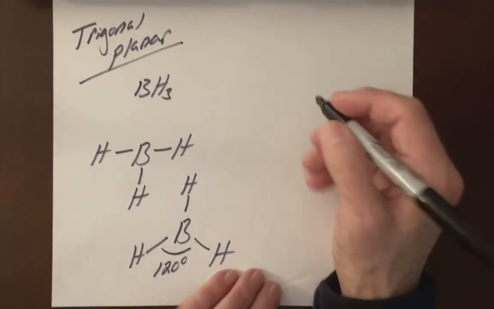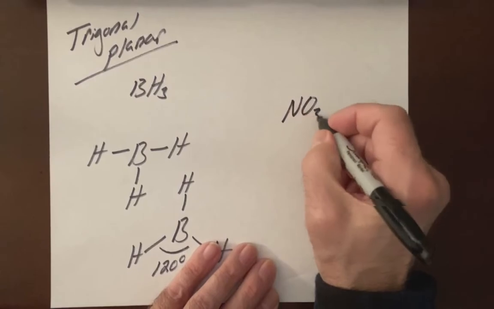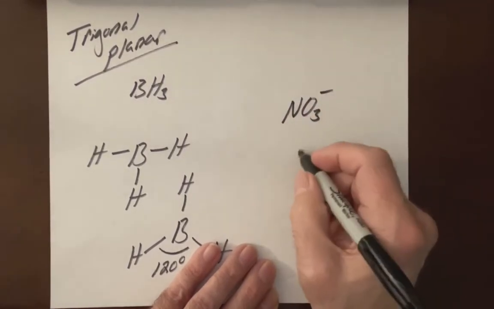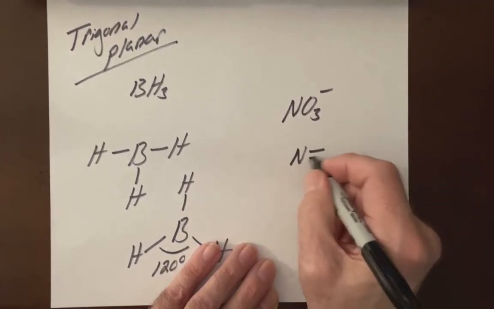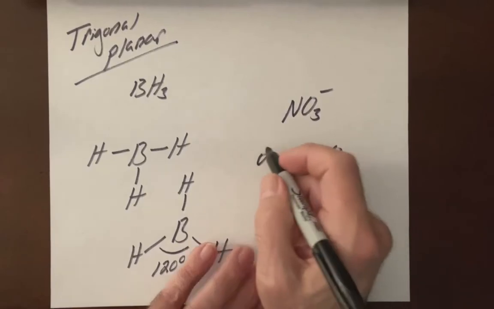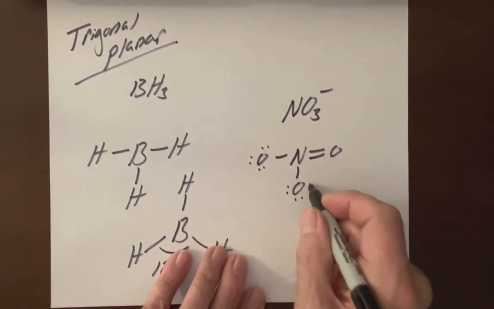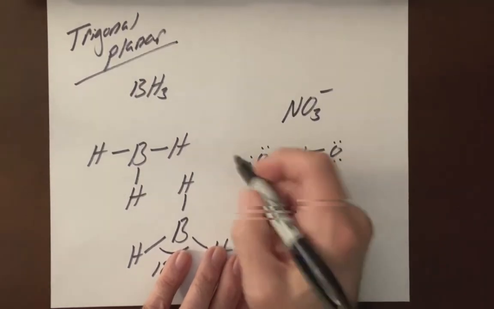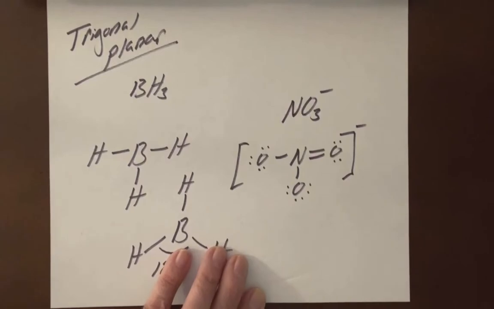Okay, let's look at another example. Nitrate. Its Lewis structure is going to have 1 double bonded oxygen, 2 single bonded oxygens, and yes, it would have brackets, a little incidental for our purposes here, but it would have brackets.